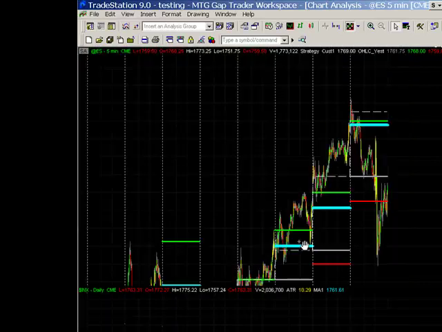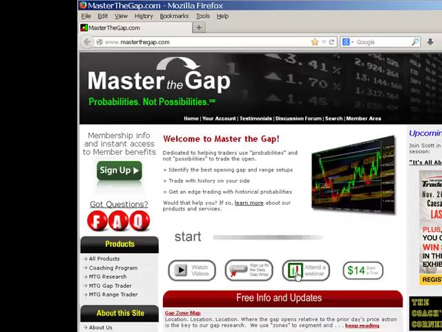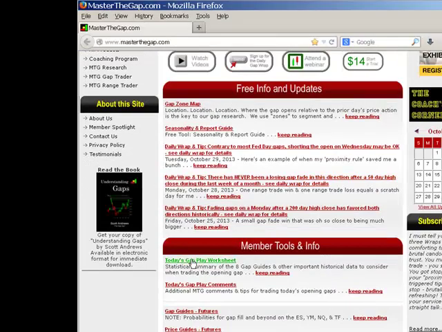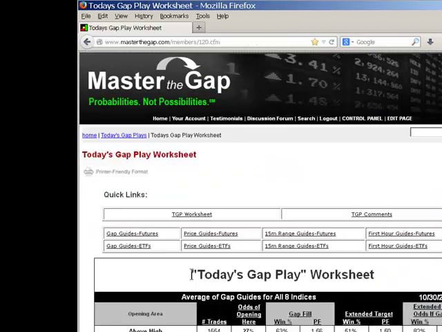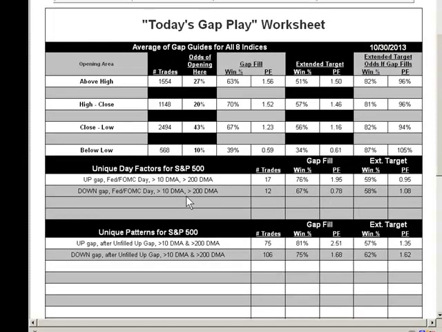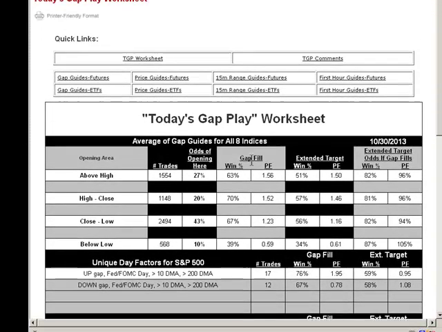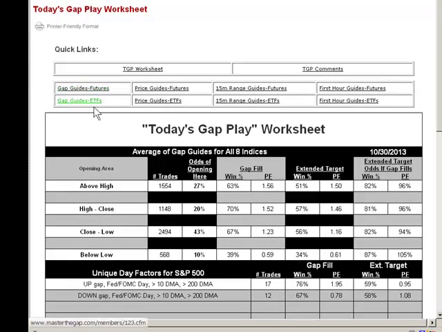All right, let's talk about today, Fed Day. Let me show you what the worksheet showed going into today. The worksheet's my worksheet for sizing up the big picture of what's in play on a given day. I take an average of the 8 individual gap guides, as this says here, and they're shown right here.